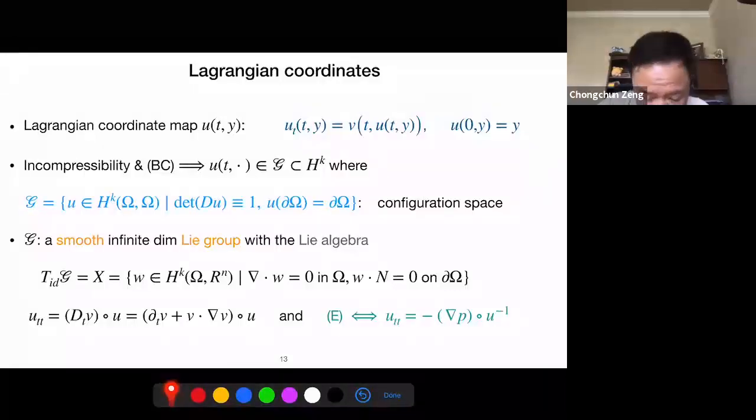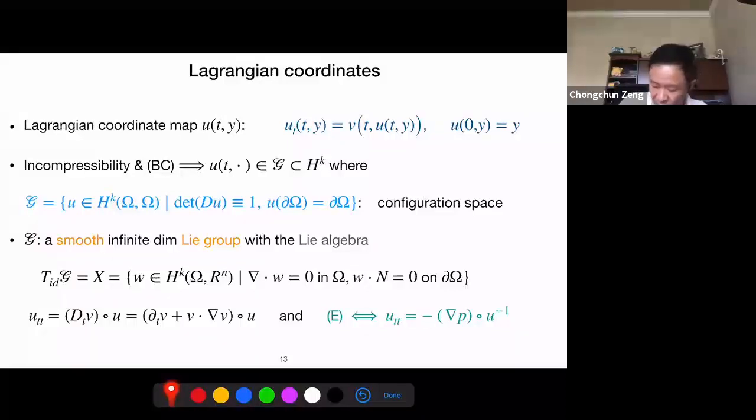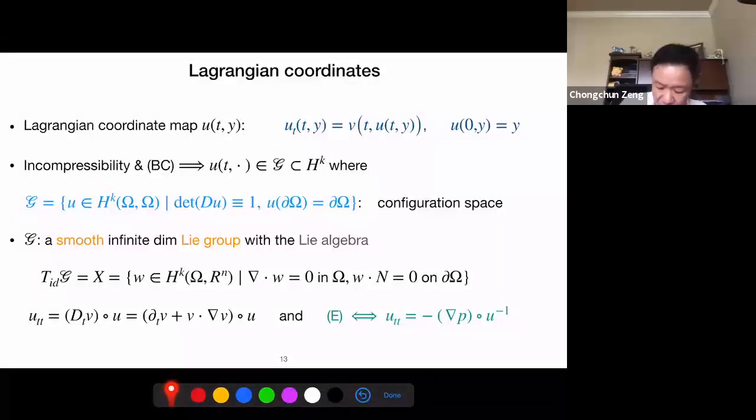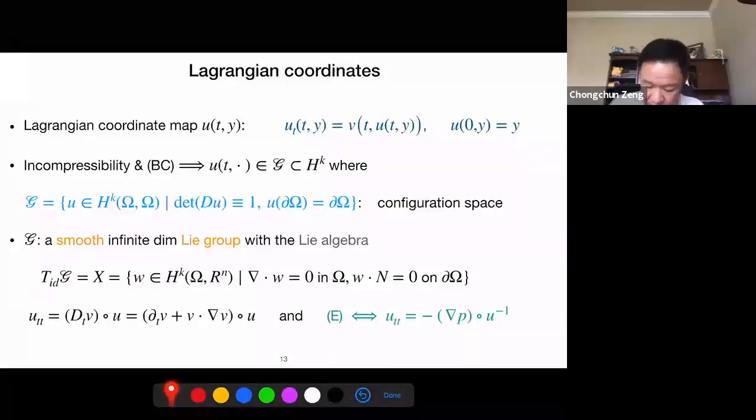But here, this configuration space is introduced as a smooth submanifold in the H^k space. In other words, its differential structure is introduced by the H^k space. Then we need a metric on that. The metric is imposed in the ambient space H^k, because u_t is a tangent vector, u is on the configuration space, but the second order derivative is not tangent anymore. So we need some metric structure to write this as an equation on the manifold.